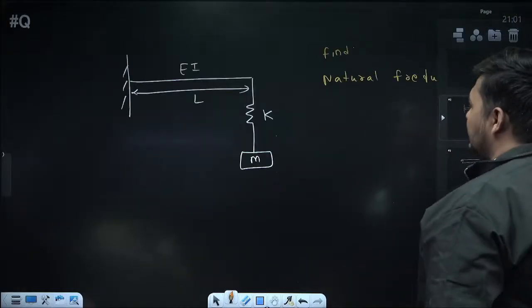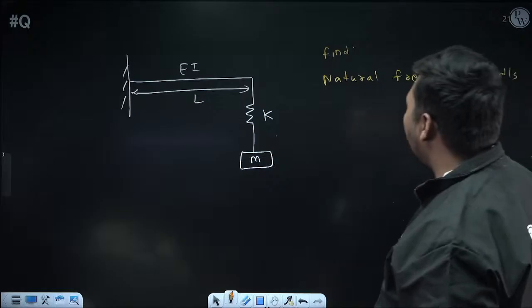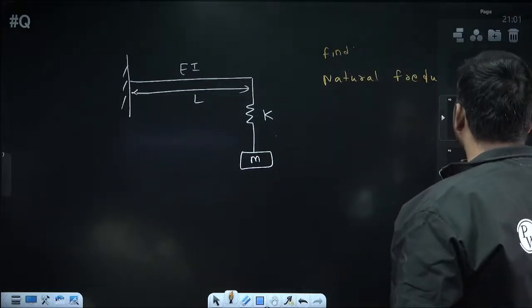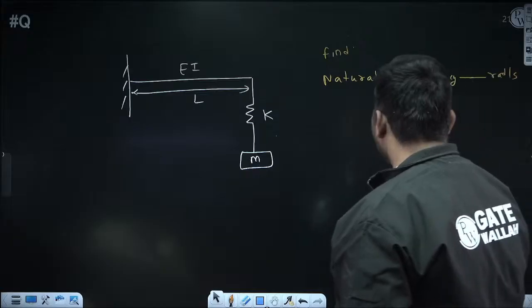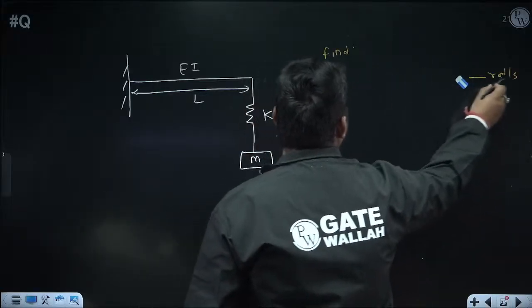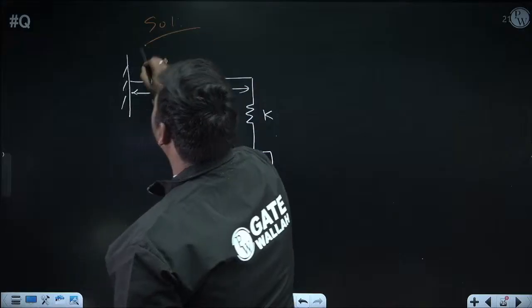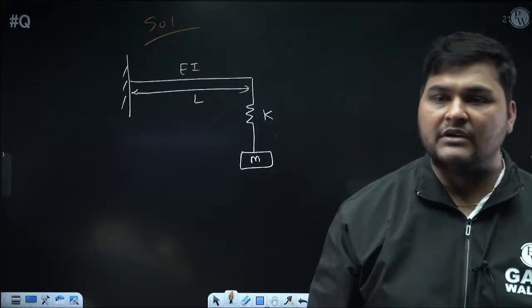Now the next question. This is a very good question. We have to find the expression of natural frequency in radian per second. Here a spring is also attached. Whenever this type of question comes, I will suggest drawing the equivalent diagram first. How? See.